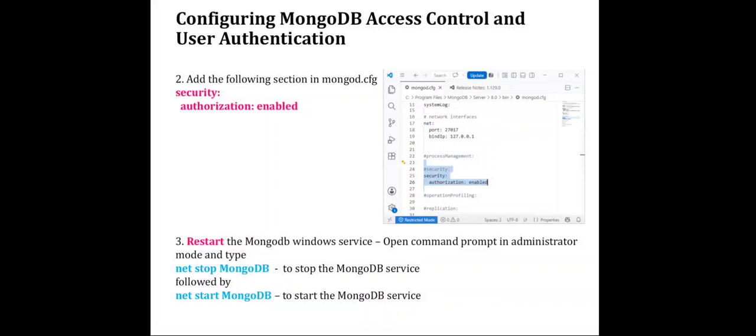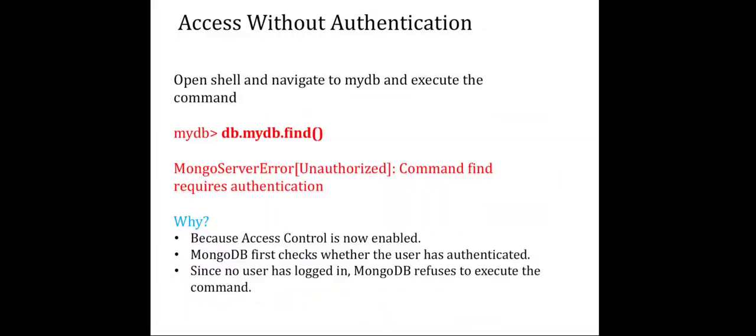After saving the file, we need to restart the MongoDB service. For restarting, we first stop the service and then start it. The command to stop the service is net stop MongoDB. Following that, we give net start MongoDB. Now the service has started.